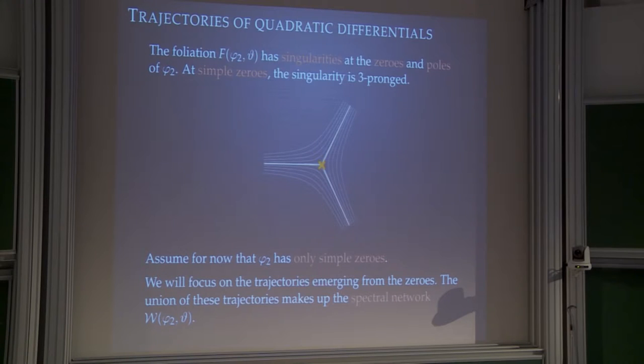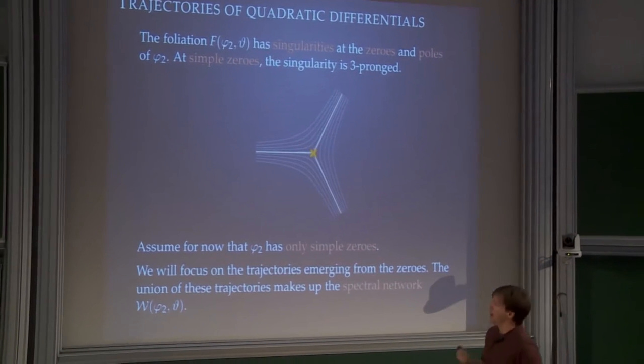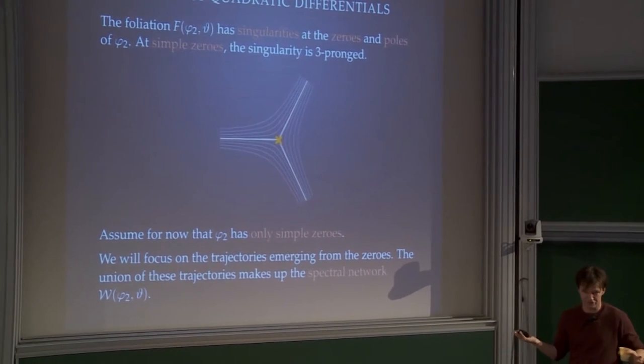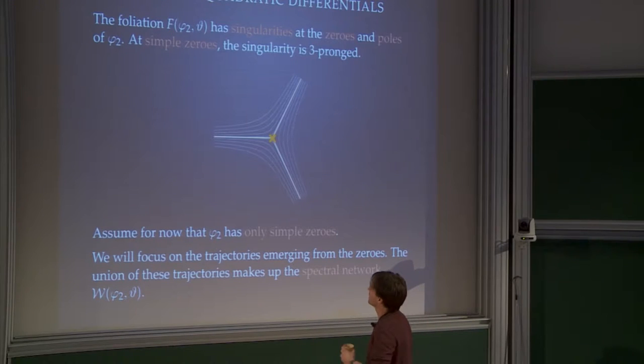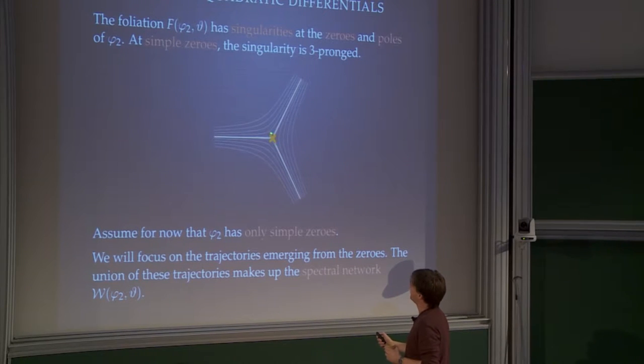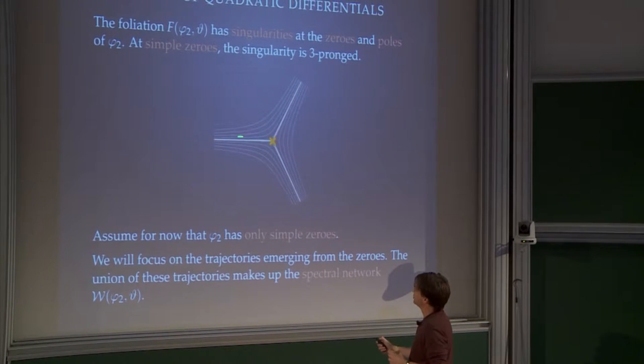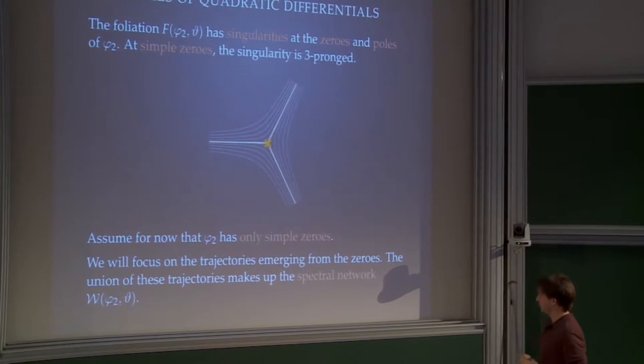And so let me assume, in fact, throughout this talk, that the zeros are only simple zeros. So for the generic quadratic differential, you only have simple zeros. And so then for every simple zero, we have these three distinguished trajectories, the ones which go right into the zero.